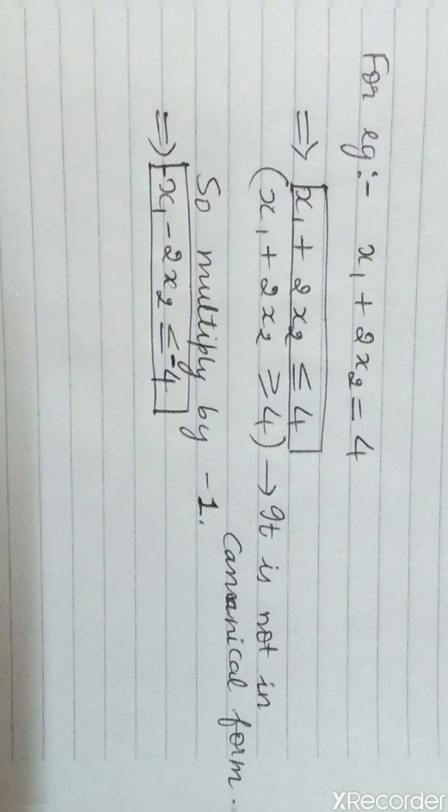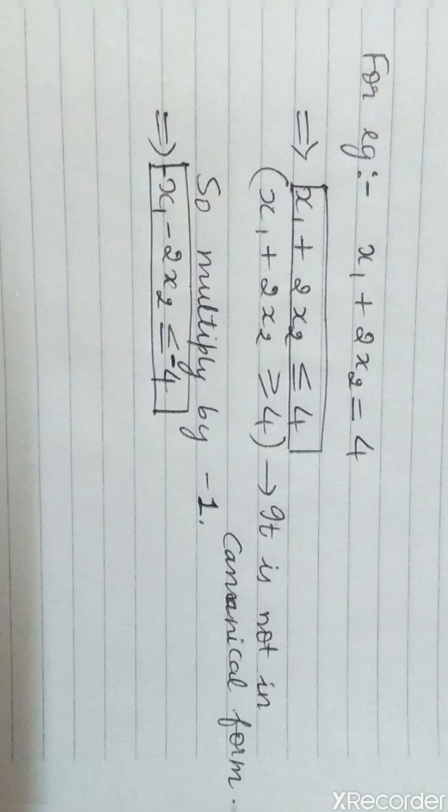The second type is when the constraints are given in the equal to form. For example, if you consider any objective function, the constraints will be either less than or equal to or greater than or equal to, but here the constraints will be in the form equal to. So that time what we have to do? Okay, that is the second type.